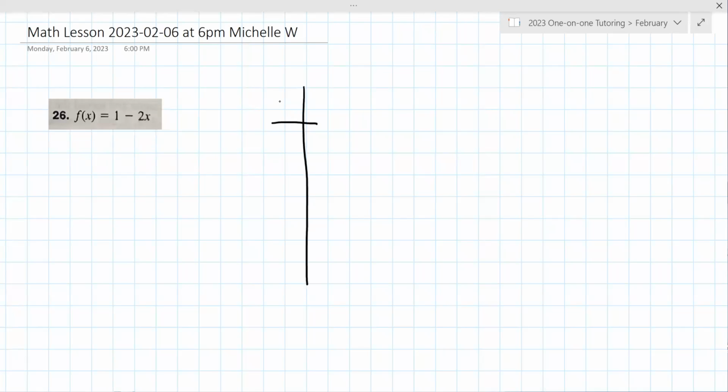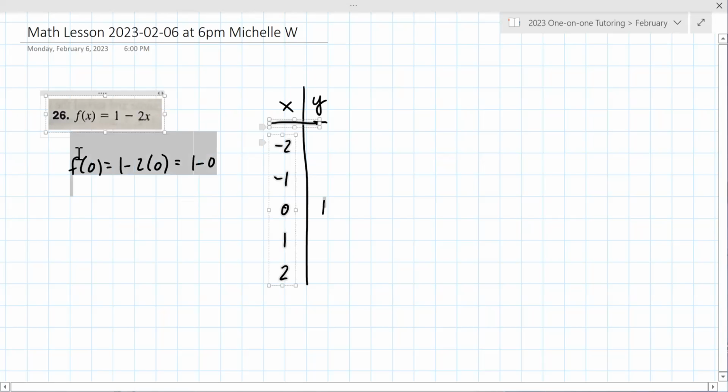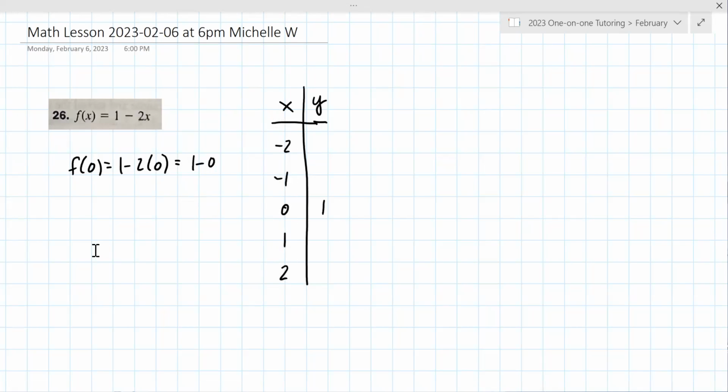So your table, we're going to look at values for x and y here. It starts out by looking at -2, -1, 0, 1, and 2. We're actually going to start with 0. 0 is probably the easiest one to do. 1 minus 2 times 0. So notice I'm substituting in parentheses. 1 minus 0 is 1. Let me actually move that down to make it fit a little bit better.